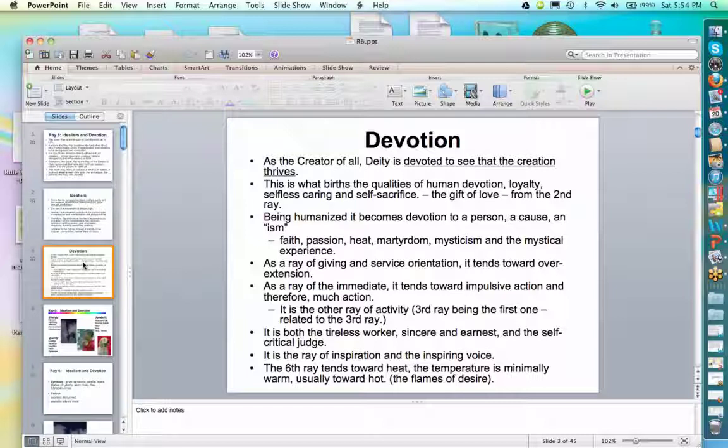It is both the tireless worker, sincere and earnest. Notice these words. These are key words for sixth ray: sincere and earnest, as well as the self-critical judge, being really hard on oneself. Always judging oneself, not being good enough, or I shouldn't have done this, all the shoulds that one does to oneself. It is the ray of inspiration and the inspiring voice. The sixth ray tends towards heat. The temperature is minimally warm, usually towards hot, like the flames of desire.